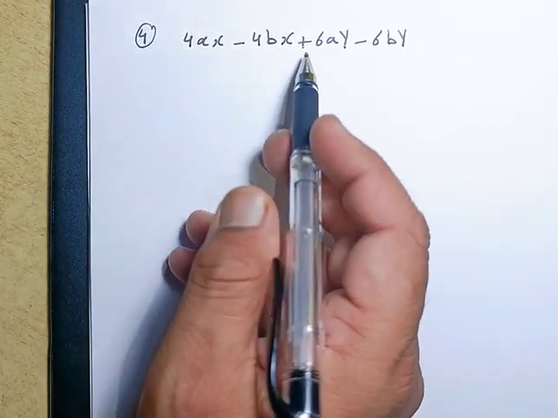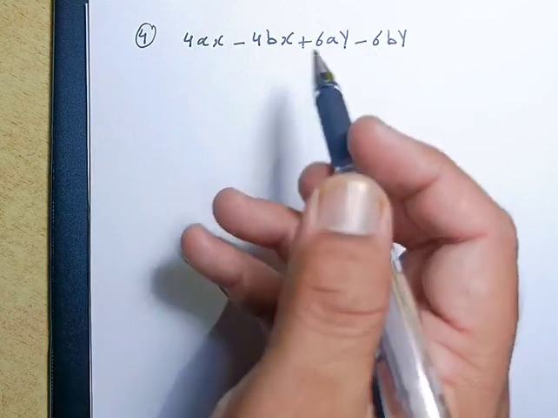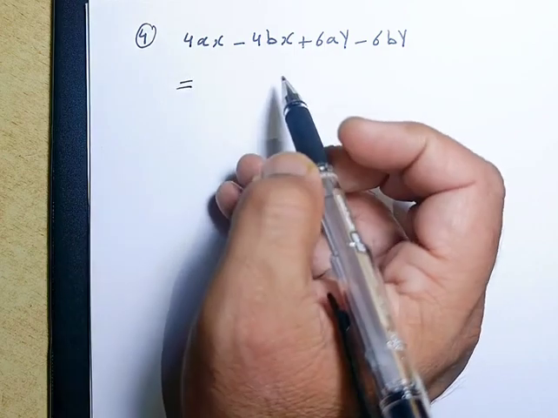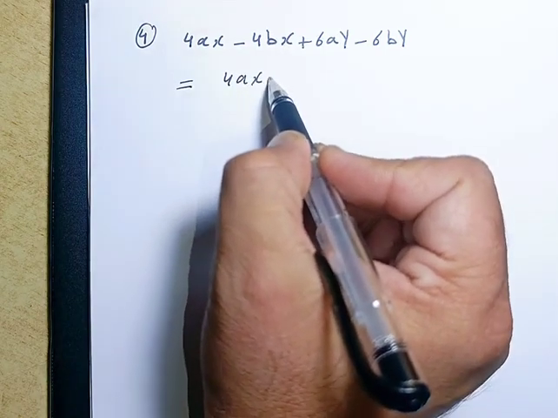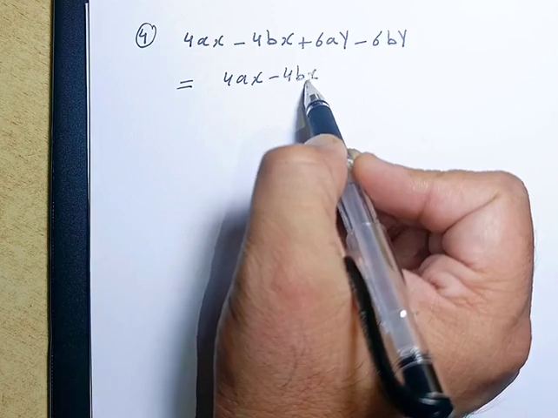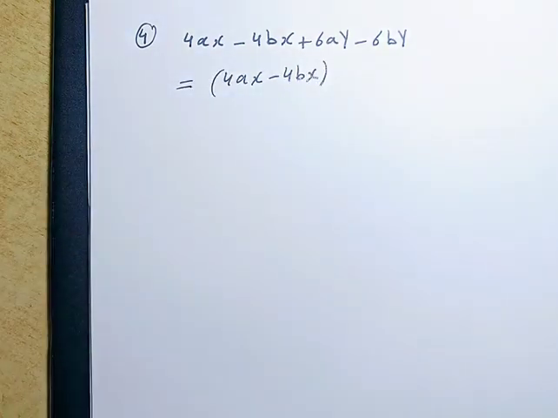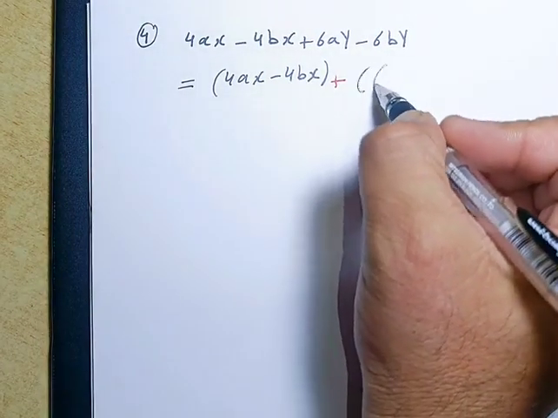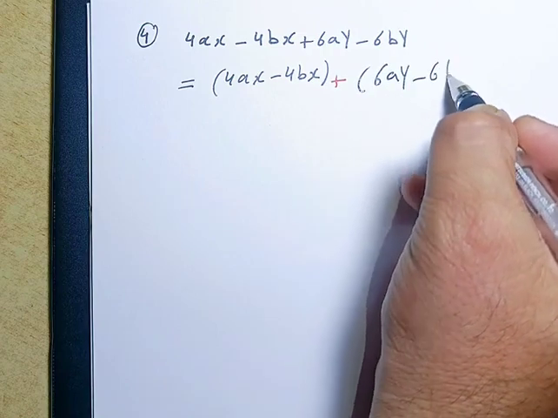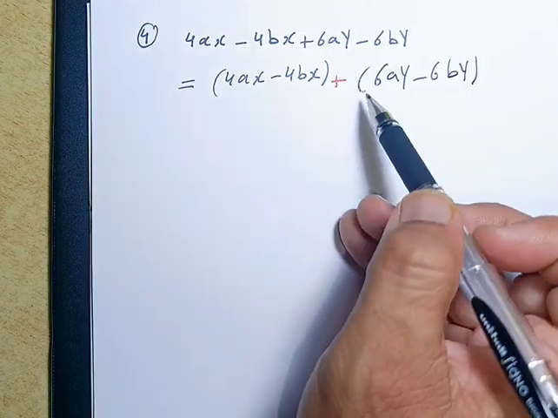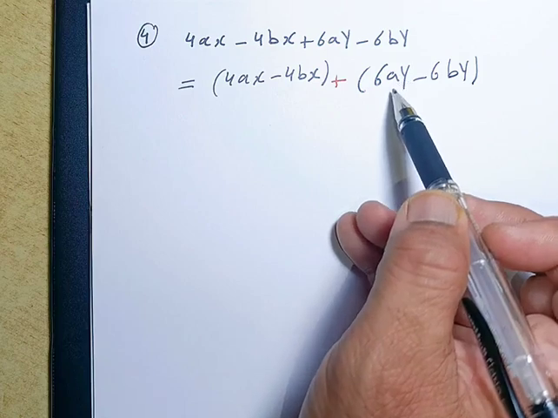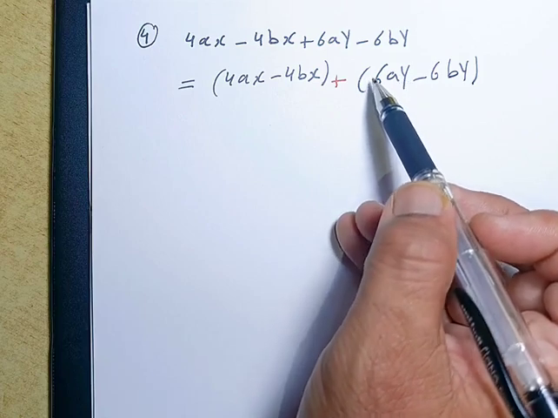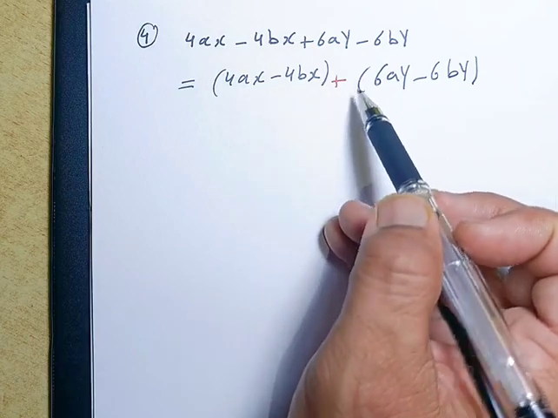This is my question number 4: 4ax - 4bx + 6ay - 6by. First of all, I need to group in pairs. So the first bracket 4ax - 4bx, separated by a positive sign, and the second bracket 6ay - 6by. Now I can see I don't need to modify the second bracket, because the sign of its first term is positive, so I don't need to modify.